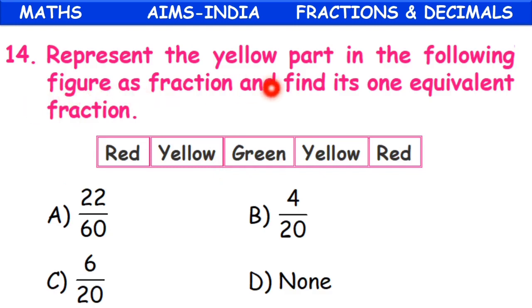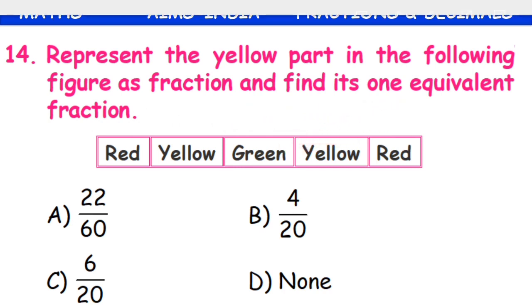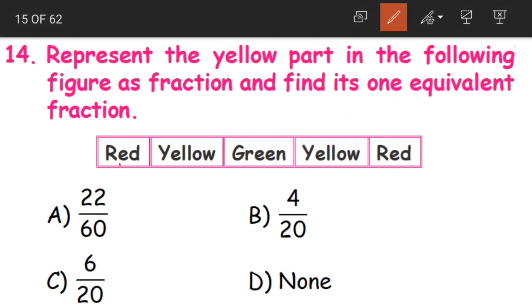Next question 14. Represent the yellow part in the following figure as a fraction and find its one equivalent fraction. Now what is the fraction for yellow in this? We are having 2 yellows, so 2 becomes the numerator. Dividing by 1, 2, 3, 4, 5, in total we are having 5 parts. So 2 by 5 is the fraction for our given figure.